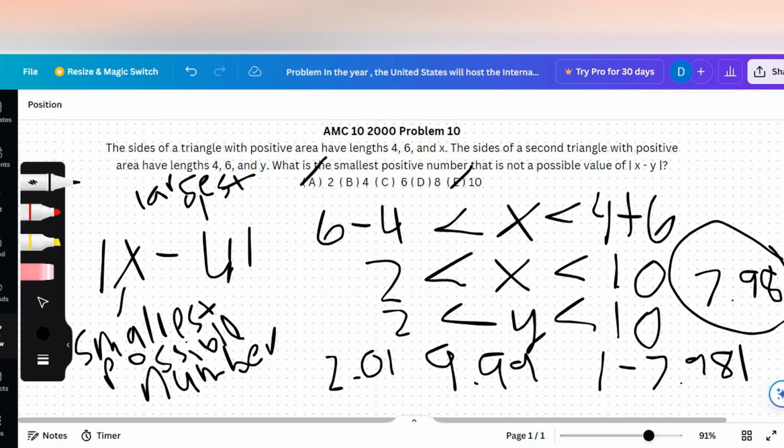So the smallest positive number that is not a possible value of the absolute value of x minus y is 8.